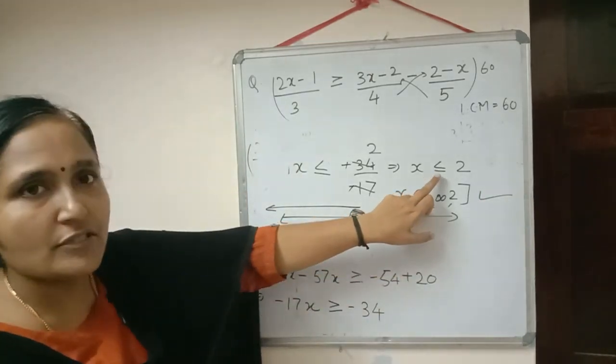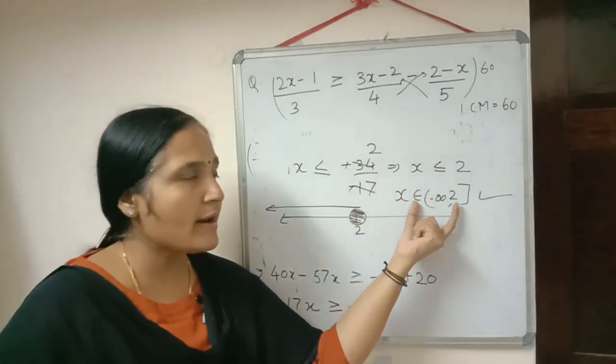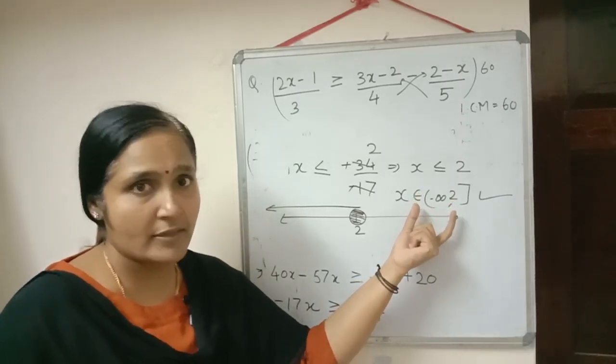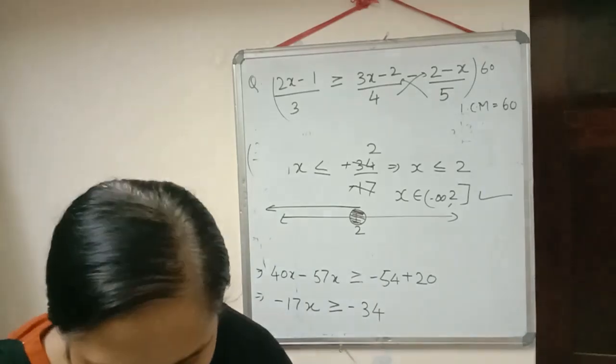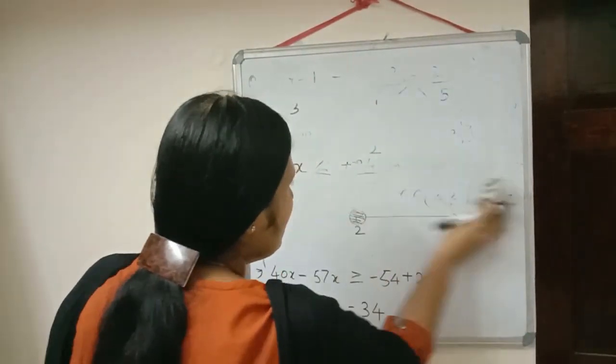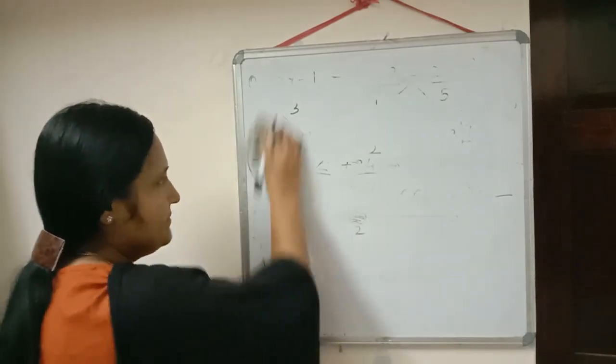Don't write your solution till here only. You have to write in interval form. Then only you will get full marks for this. Okay, so now I think you are getting this method. Okay, now write down the next question.